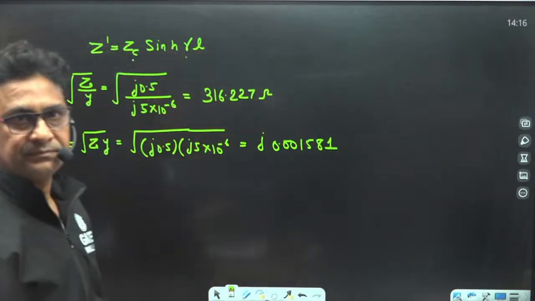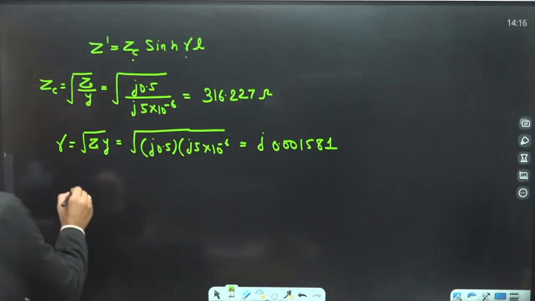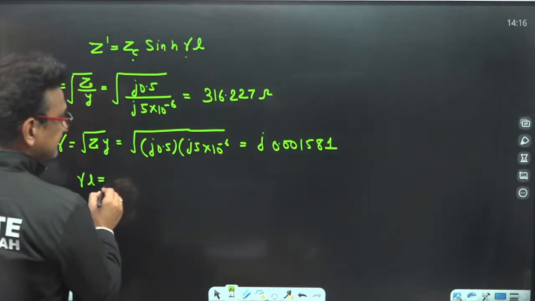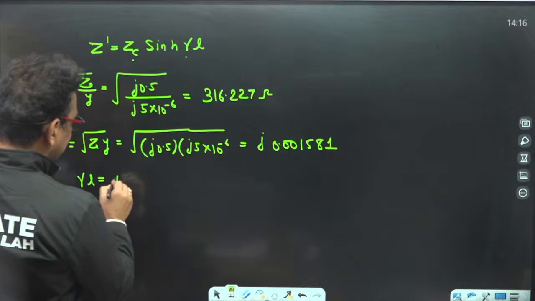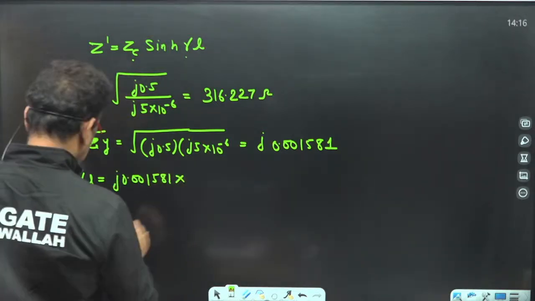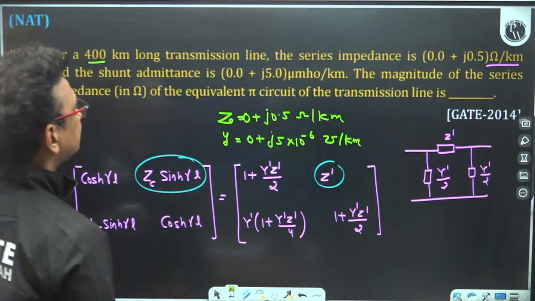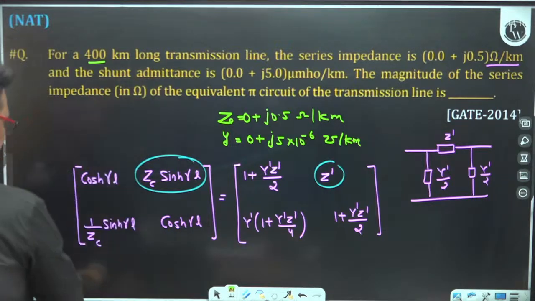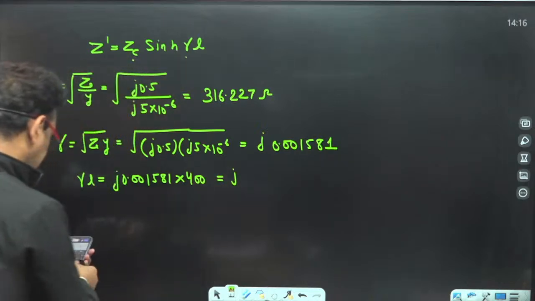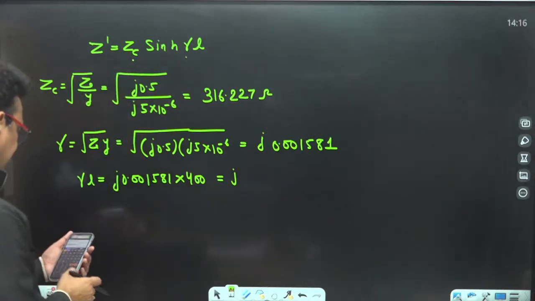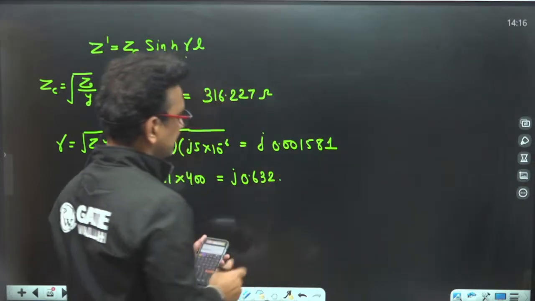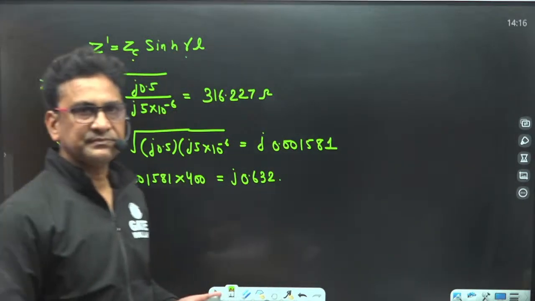Clear? Now, gamma L, if I multiply this gamma by L, L is nothing but the length. So, j 0.001581. The total length of the transmission line is given, that is 400 kilometer. So, 400 kilometer multiplied by j 0.001581, it has become j 0.632.